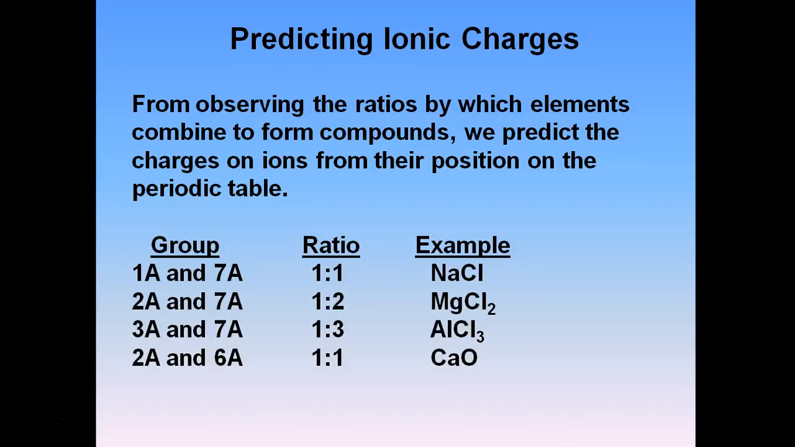2A and 6A, those react in a 1-to-1 ratio. And if we look at 3A and 6A, we find a 2-to-3 ratio. So for any elements in those groups, you can predict the ratio that those elements are going to combine in.